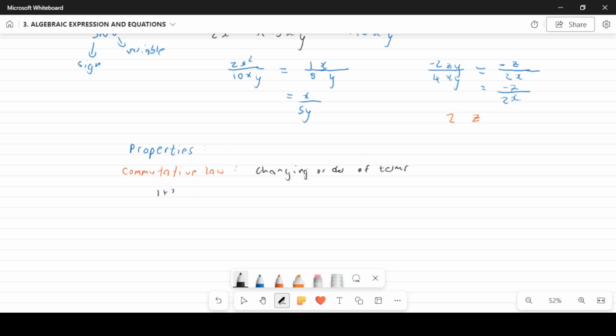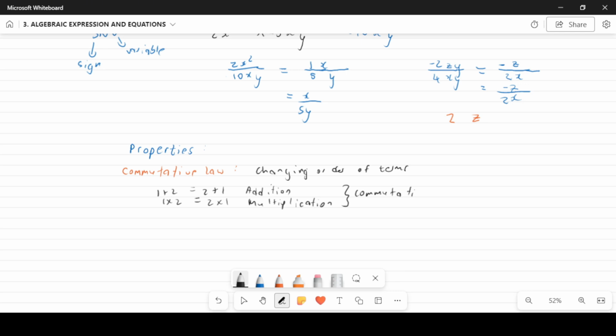See, 1 plus 2 is equal to 2 plus 1. I change the order of the terms and the answers are still the same. 1 times 2 is equal to 2 times 1. I change the order of the terms and it's still the same. So therefore, I can say that addition and multiplication are commutative, meaning that changing the order of the terms does not change the answer.